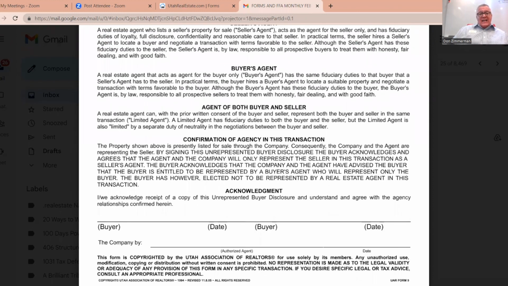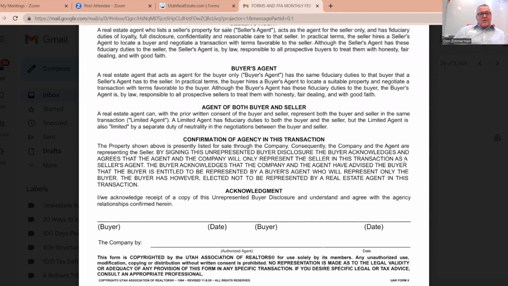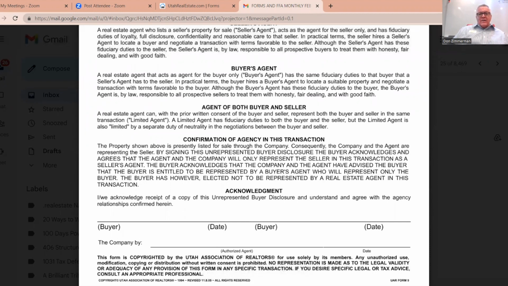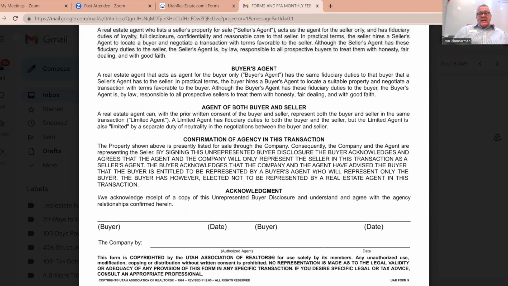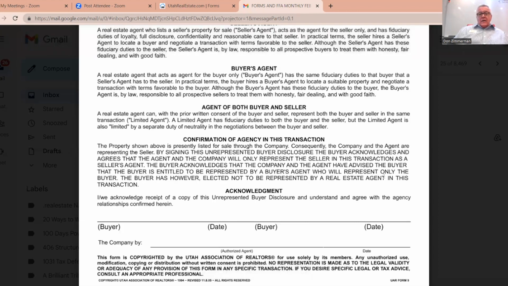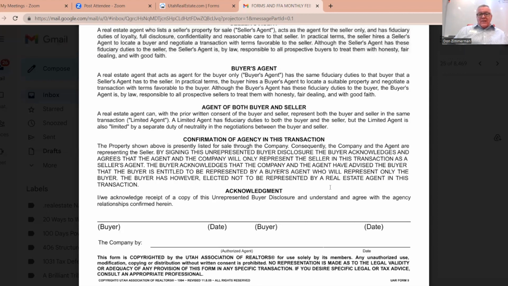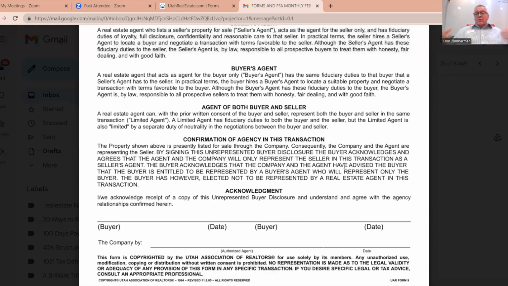And this transaction, again in caps, by signing this unrepresented buyer disclosure, the buyer acknowledges and agrees that the agent and the company will only represent the seller in this transaction as a seller's agent. The buyer acknowledges that the company and the agent have advised the buyer that the buyer is entitled to be represented by a buyer's agent who will represent only the buyer. The buyer has, however, elected not to be represented by a real estate agent in this transaction. So we're off the hook. We're representing the seller. You're on your own.